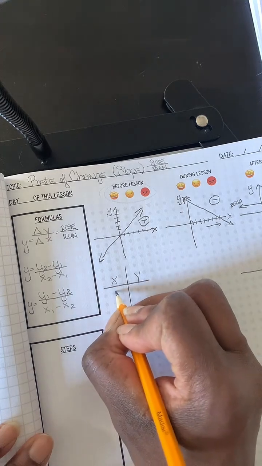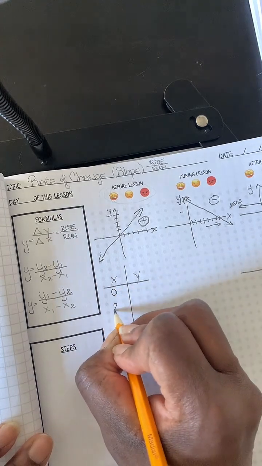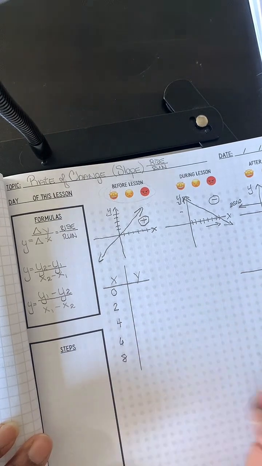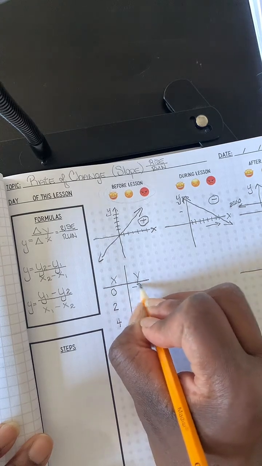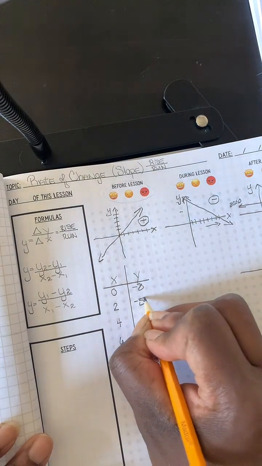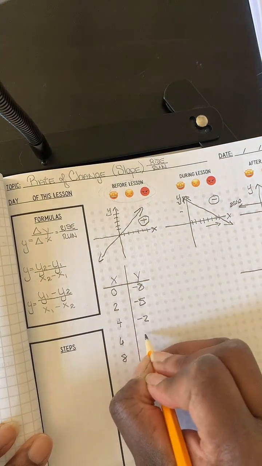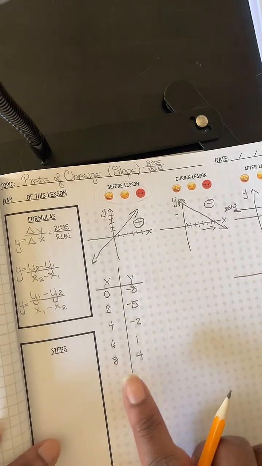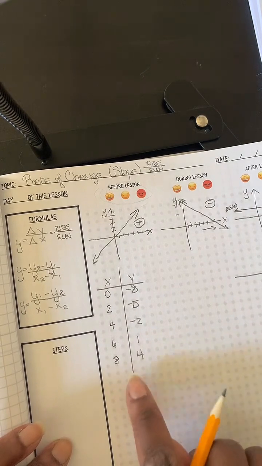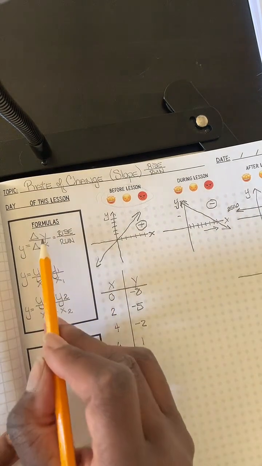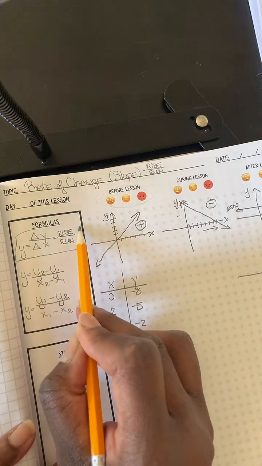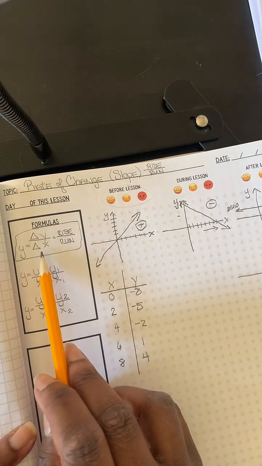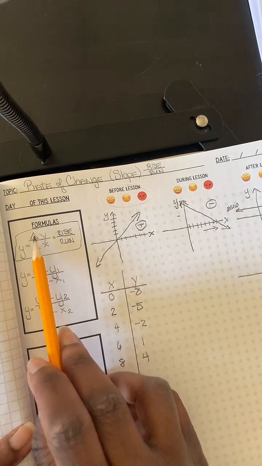So if we said my x values, we have 0, 2, 4, 6, and 8. And for the y's, we have -8, -5, -2, 1, and 4. In order for me to tell what type of slope this is, we're looking at this section right here. Slope is just basically the change of y's over the change of x. That's what the triangle means.